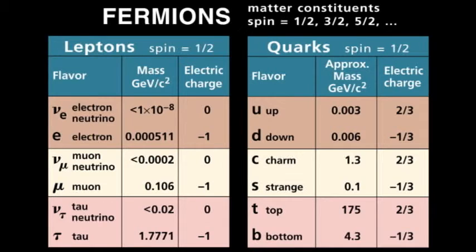The fact that bosons do not follow the Pauli exclusion principle makes them ideal candidates to be force carriers. A particle that obeys the Pauli exclusion principle is called a fermion. Fermions are named after Enrico Fermi, who was the leader of the Manhattan Project.